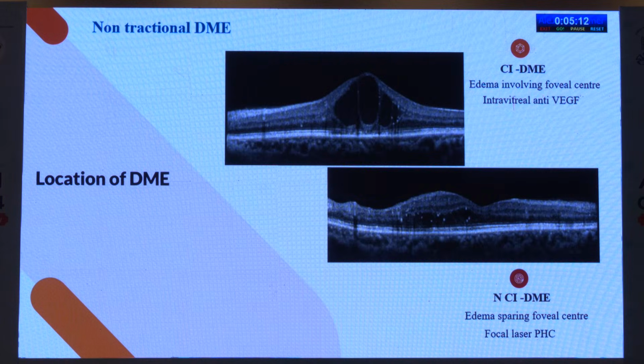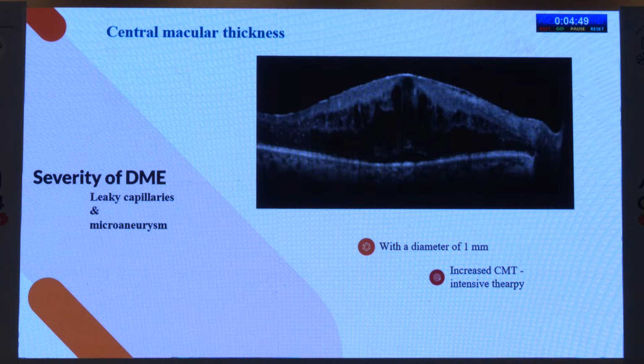Non-tractional edema, again by location: if it involves the center of the fovea, it is called center-involving DME, and your preferred choice of treatment will be intravitreal anti-VEGF. While if the foveal dip is maintained, as you can see in the lower image, and the edema is on one side of the fovea, we label it as non-center-involving diabetic macular edema, and the preferred treatment of choice is laser photocoagulation, if thickness permits.